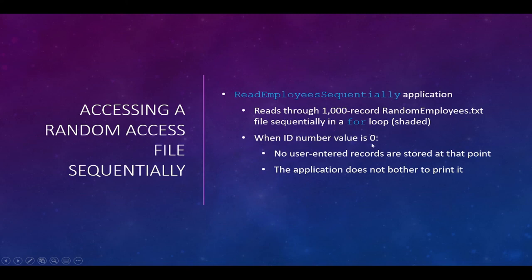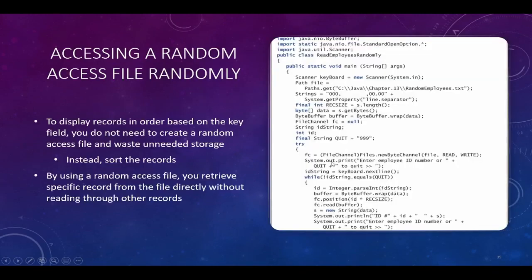When the ID number value is 0, no user-entered records are stored at that point. The application does not bother to print it. Okay, so it's looking at that key value. In this case, your key value is going to be your ID number, which means every single employee has got a unique ID number. If that ID number is 0, it's not really an employee and it just skips over it.